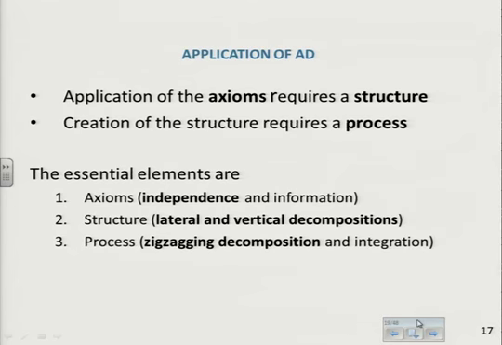So we can say there are three essential parts to axiomatic design. The axioms, which are the independence and information axioms. Structure, which we'll be talking about: there are lateral and vertical decompositions, and a process for creating these decompositions is the zigzagging decomposition, during which we test for the axioms and compliance with the axioms, and then finally integration.